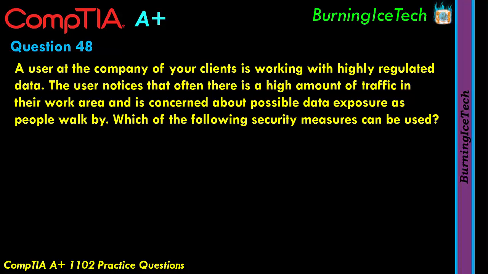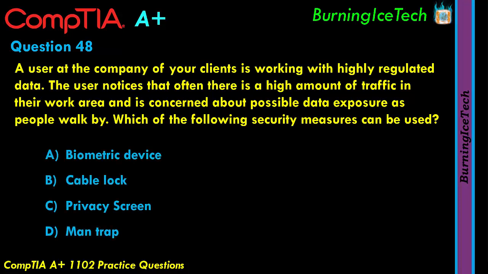And there's always a chance that one of these people could possibly see something on their screen or on a piece of paper which they're not supposed to see. The data this person is working on is very sensitive, which is why they're saying it's highly regulated. So there's a very good chance that someone one day will see something on a piece of paper or on the screen which they're not supposed to see. So how do we tackle that problem? Which of the following security measures can be used, as the question states?